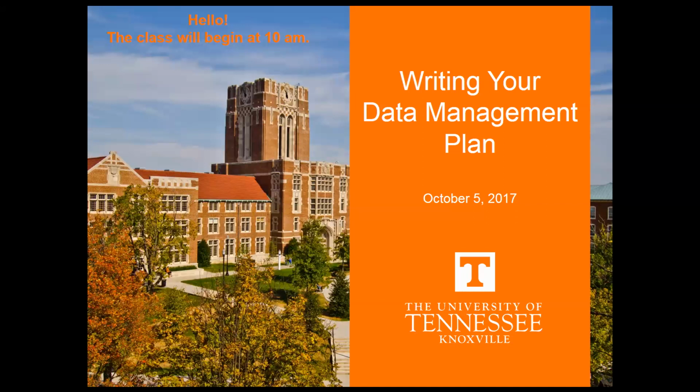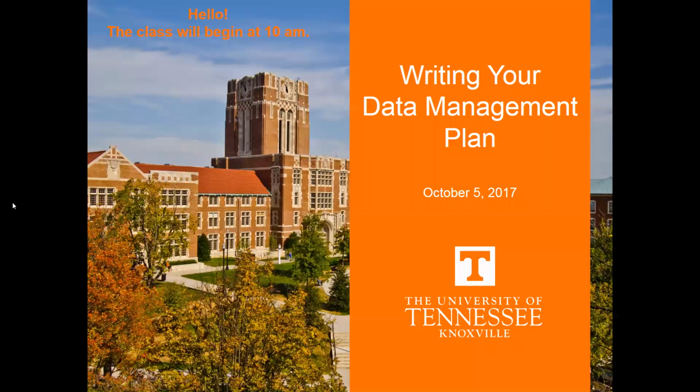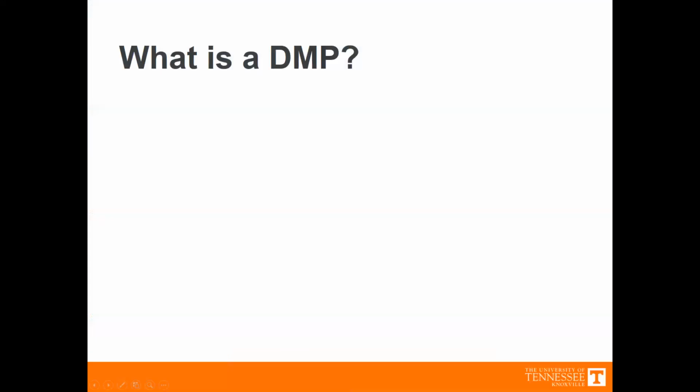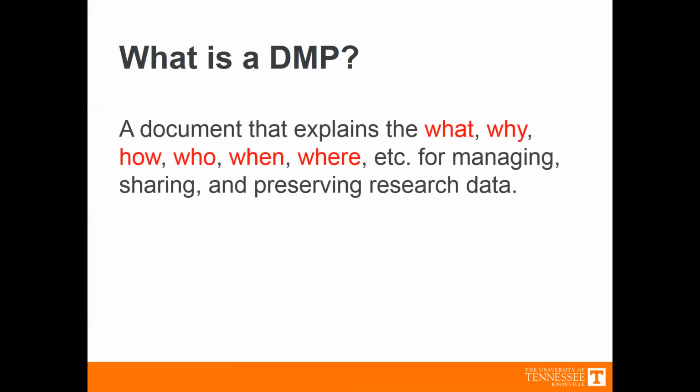So starting out, what is a data management plan? And you'll hear me just call it DMP for short. It just makes it easier. A DMP is a document that explains the what, why, how, who, when, and where for managing, sharing, and preserving research data. So there's a lot of different parts to a data management plan.